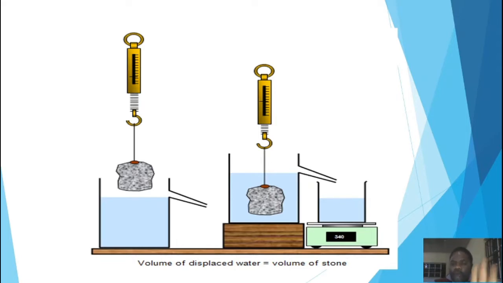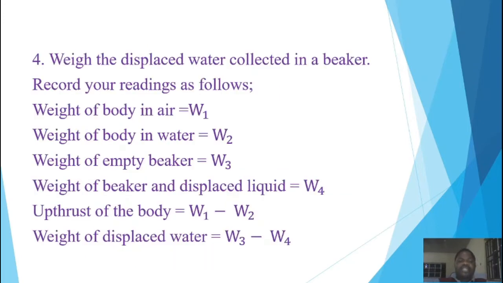As soon as it is completely immersed, you discover that it will displace some water, and that water will pour out. When it pours out, it is collected in this container. Now, when it is collected, the next step is that you weigh the water collected in the beaker. You weigh it and you record your reading. Now let's consider the following readings as the readings obtained from the experiment.